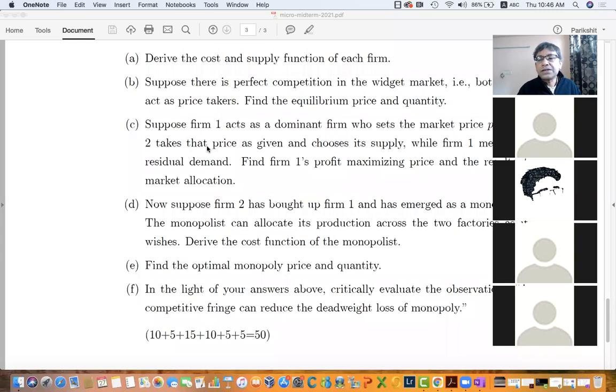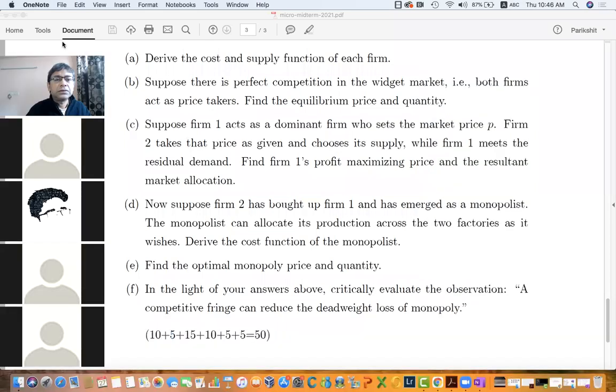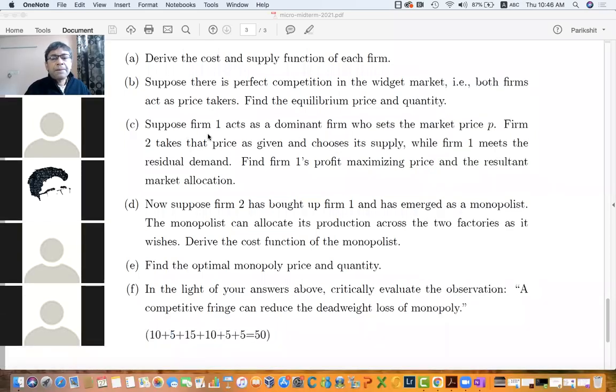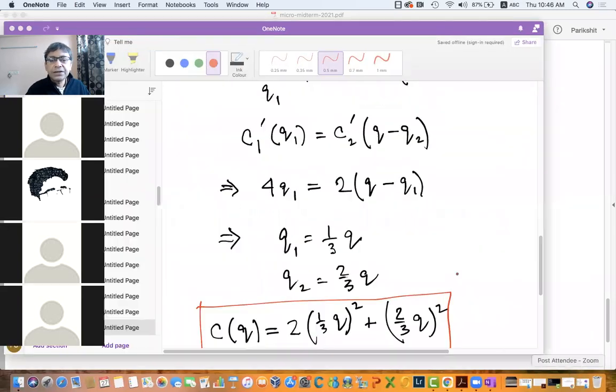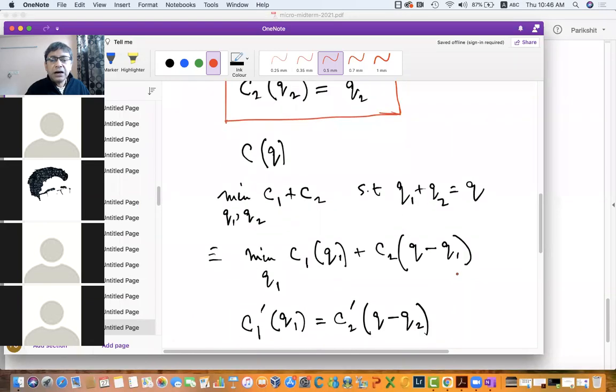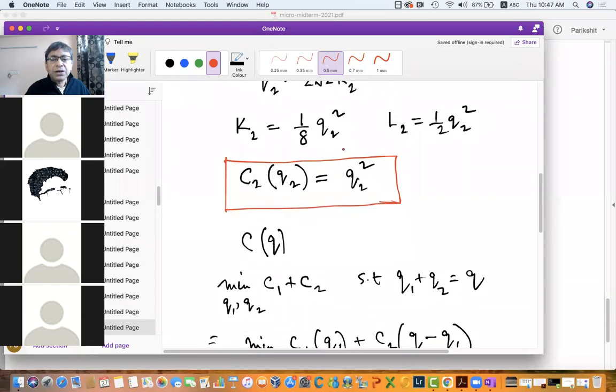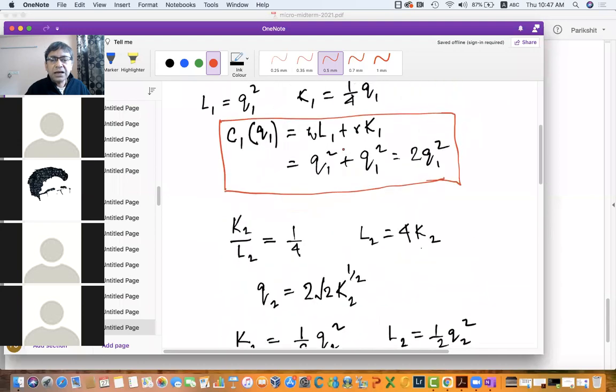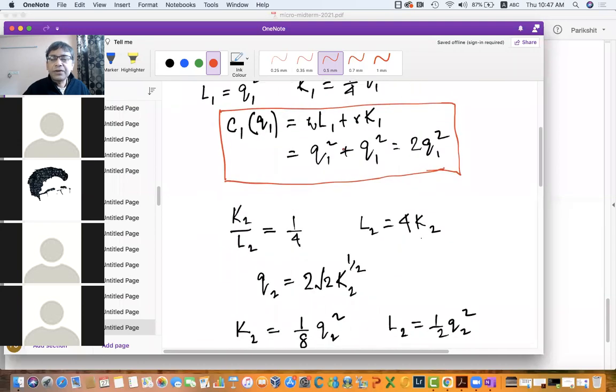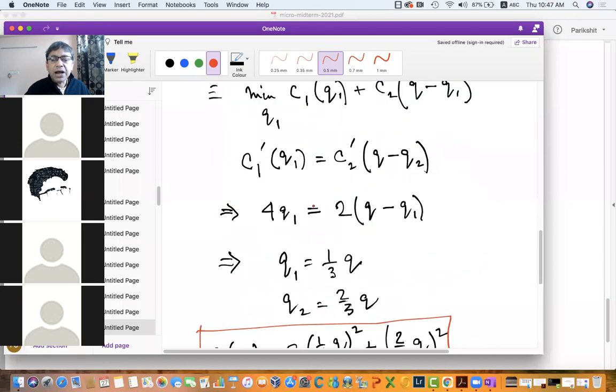Okay, let's focus on part C of the problem. So let me read it out. In part B, you have to solve it as a perfect competition problem. Each firm is a price taker. You have found their cost functions, as we did, right? The individual cost functions. And from each individual cost function, you can find the supply function of each firm, right? So just very quickly, when both of them are competitive, what is the supply function of firm one? Price equals marginal cost.